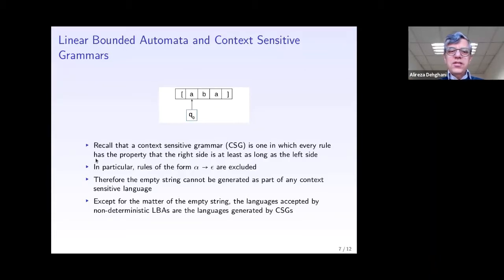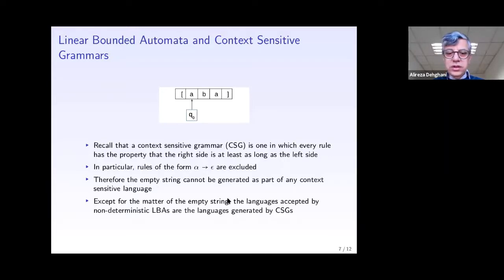It is one in which every rule has the property that the right side is at least as long as the left. So do you remember in week number 2, if I'm right? I think so, yes. At that time, if you remember, we tried to define different types of grammars. For the context sensitive grammars, we said the length of the right hand side in any rule shouldn't be smaller than the left hand side in particular.